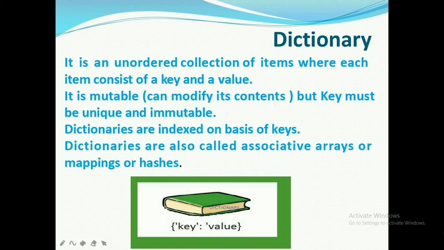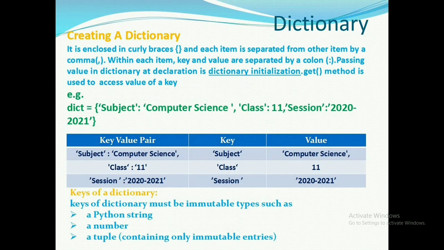Dictionaries are enclosed in curly braces. Each item is separated by a comma. Within each item, key and value are separated by a colon. In this example, DICT is equal to subject: computer science, class: 11th, session: 2020 to 2021. Here keys are subject, class and session respectively, and values are computer science, 11 and 2020 to 2021.